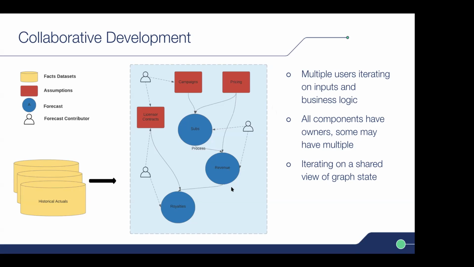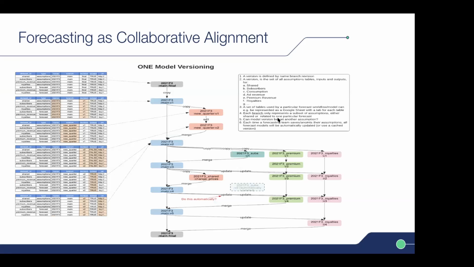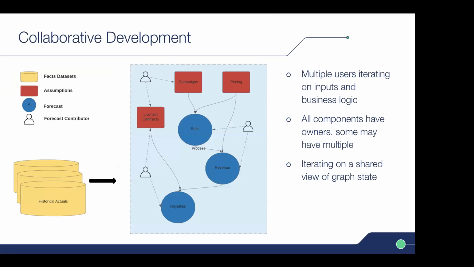The only other thing I'll mention here is that obviously we have a lot of fact data sets that make the backbone of our forecasting projections. So you might expect historical MAU to be the input that impacts what I think our organic growth will look like going forward. So what we've really begun to think of this as, again, is an alignment on the state of this graph that users are collaboratively updating.